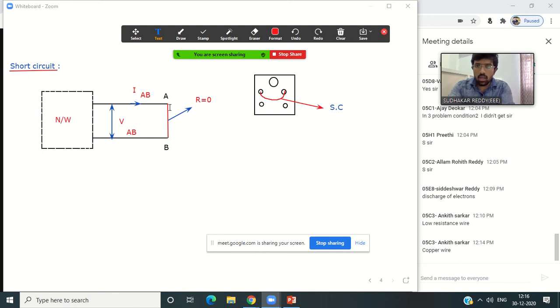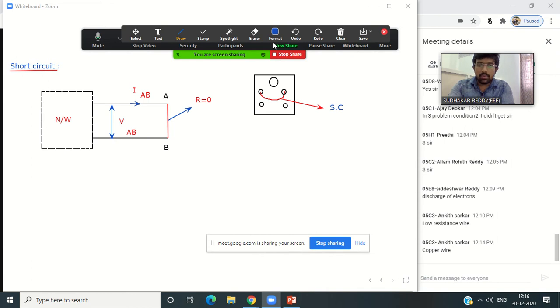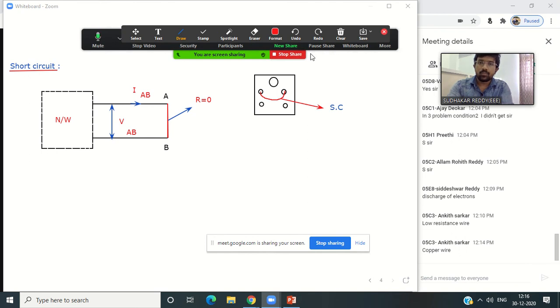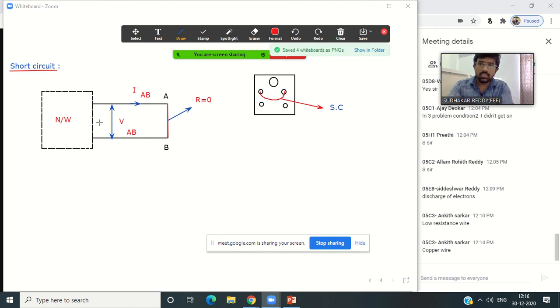Okay, so instead of a normal conductor, now what I am doing means, I am considering a thick conductor. So if the conductor size increases, thickness increases, then what about the resistance value? What is the relation between thickness and resistance?